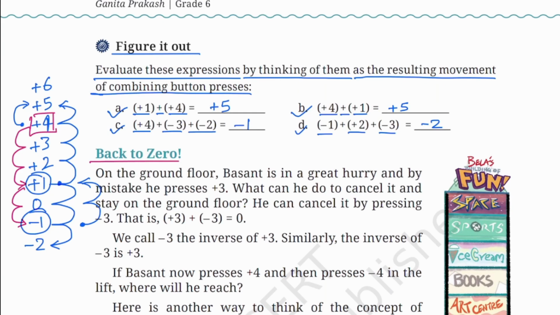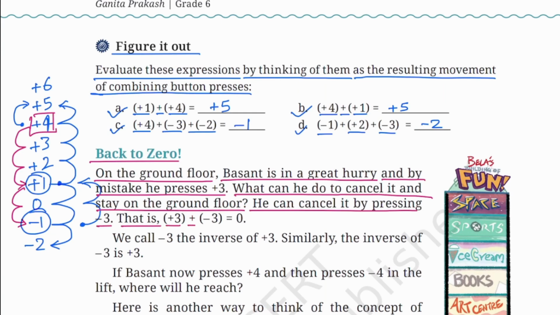Back to 0. On the ground floor, Basant is in a great hurry and by mistake he presses plus 3. What can he do to cancel it and stay on the ground floor? He can cancel it by pressing minus 3. That is, he pressed plus 3 once by mistake, then he must press minus 3 to cancel it out. That is, plus 3 plus minus 3 is equal to 0.